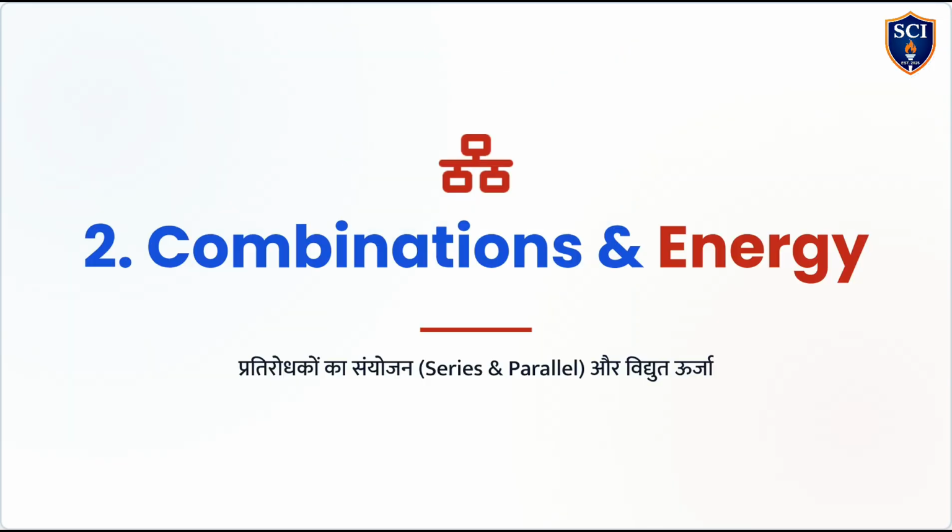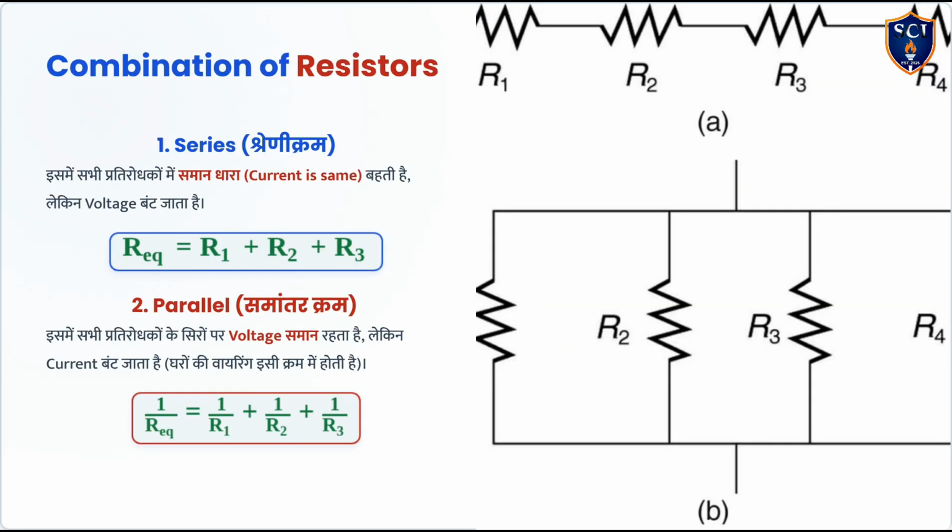Next, we will cover the combinations of resistors in series and parallel, and discuss electrical energy. In series, the current remains the same, but the voltage is divided, and the equivalent resistance is the sum of individual resistances. In parallel, the voltage is the same, but the current divides, and the reciprocal of equivalent resistance is the sum of the reciprocals of individual resistances.